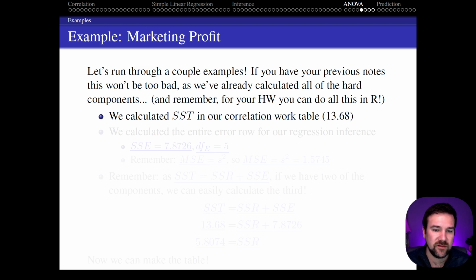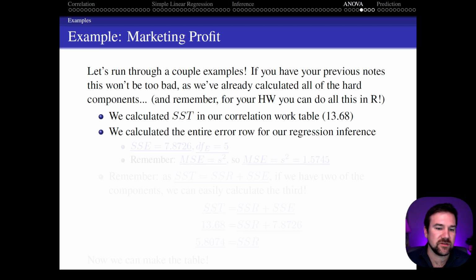So we already calculated the sum of squares total. That is y minus y bar, y minus the mean of y, squared. And this was in our correlation work. That was one of our columns in correlation, y minus y bar squared, and add it all up. We found that to be 13.68.